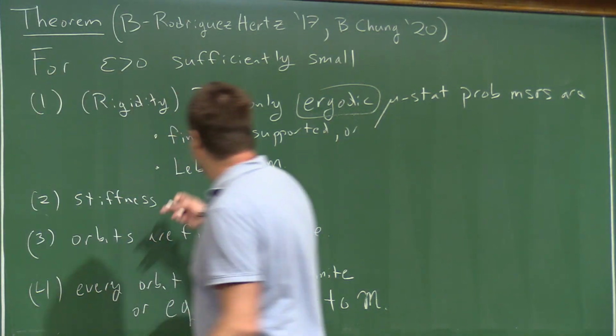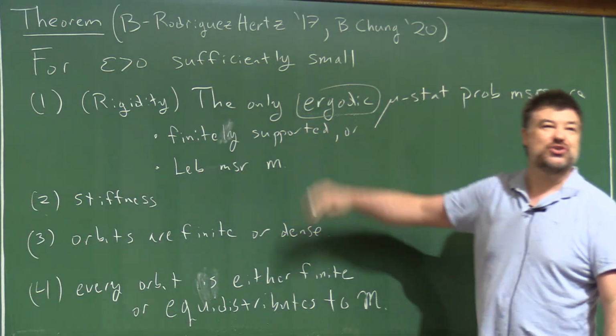Because you could be some combination of a finite thing and the Lebesgue measure. So let's just only look at the extreme cases.